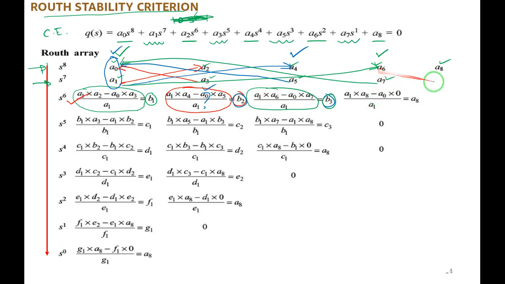Similarly, we calculate this. Observe, for this one where nothing is there, you have to append 0. You can write 0 here. So a1 into a8 minus a0 into 0 divided by a1. So you will get the elements b1, b2, b3. But there is no need to calculate this last element. You will get a8 only, always. That we will see later.